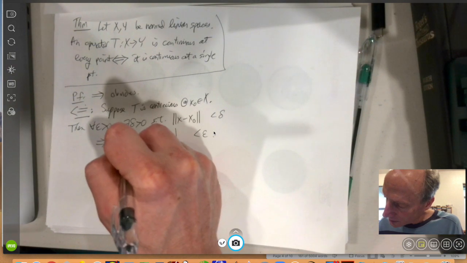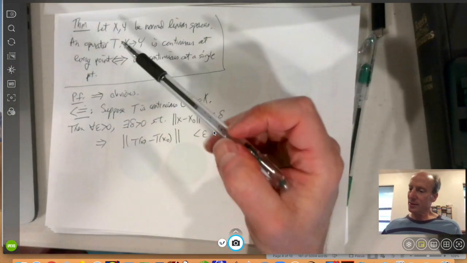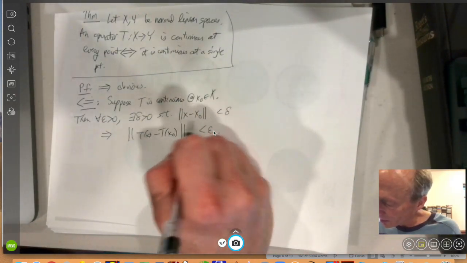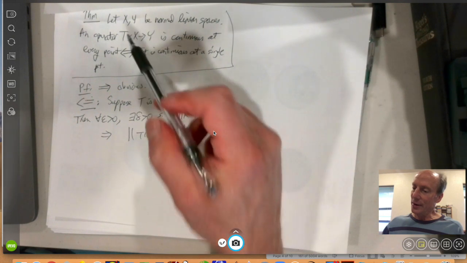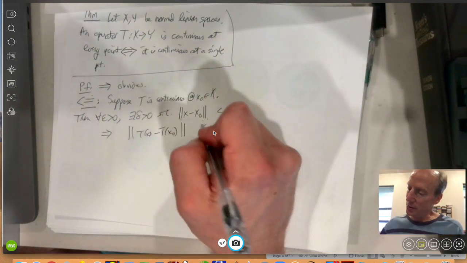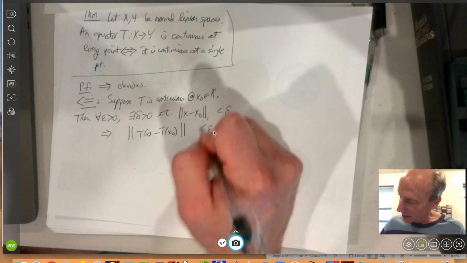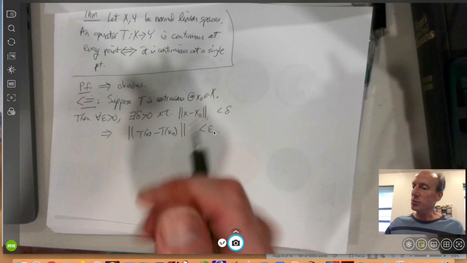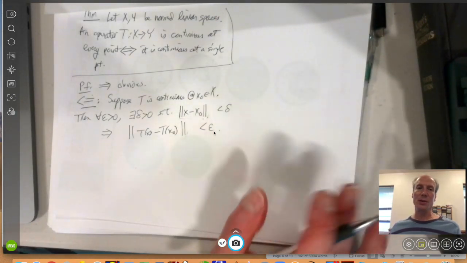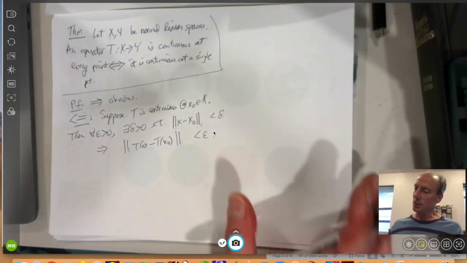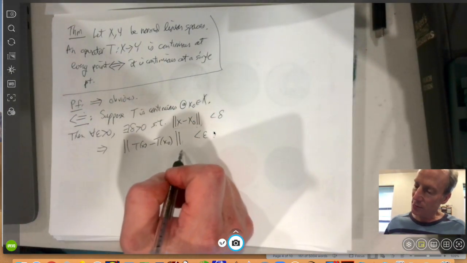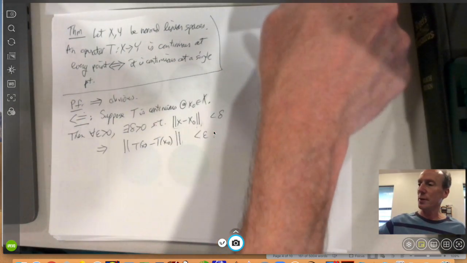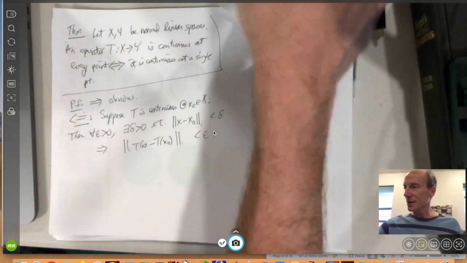So notice X is a normed linear space and Y is a normed linear space. So this norm is the norm on X. This norm is the norm on Y. Sometimes in books you put a capital X here and a capital Y to distinguish between the two, and probably we should do that, but then it makes the notation really nasty. So I'll use the same symbol, but we just need to know where our points live. And then we'll know that we're in the right space. Okay.